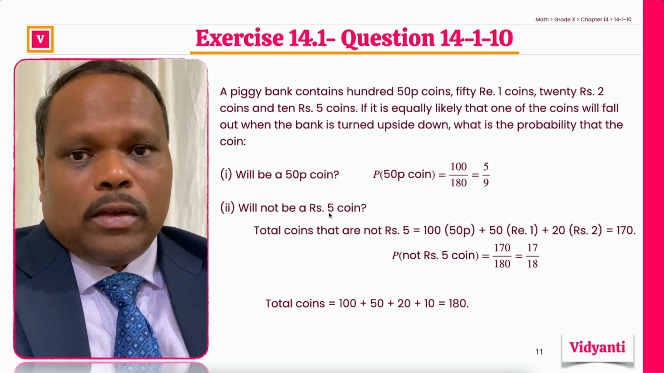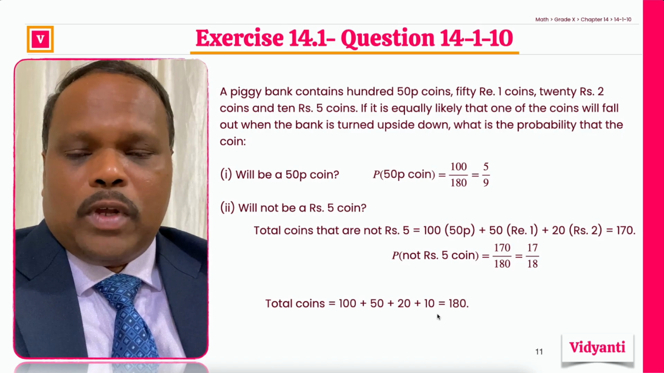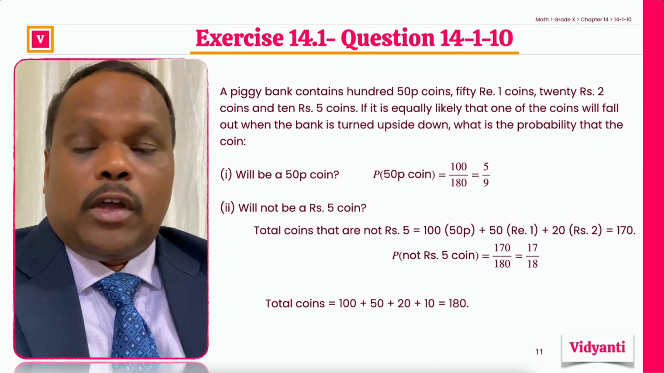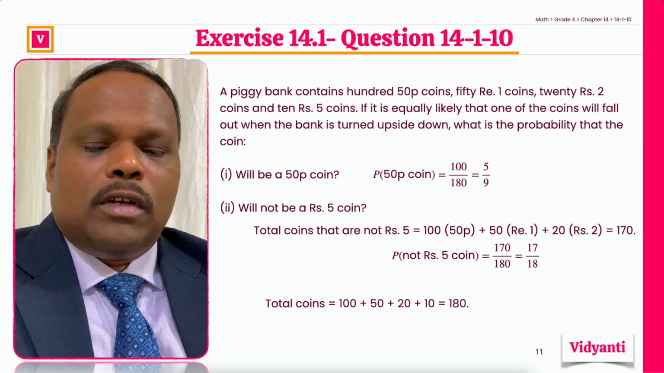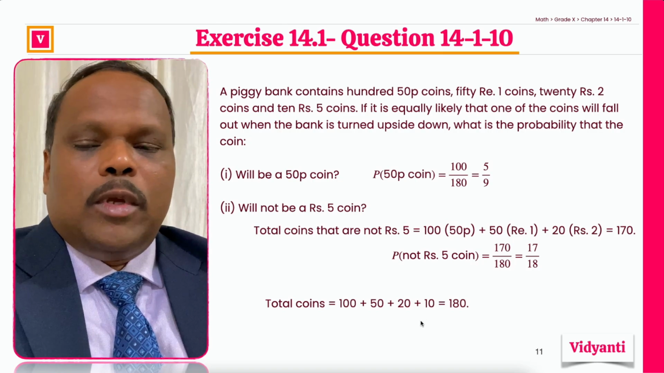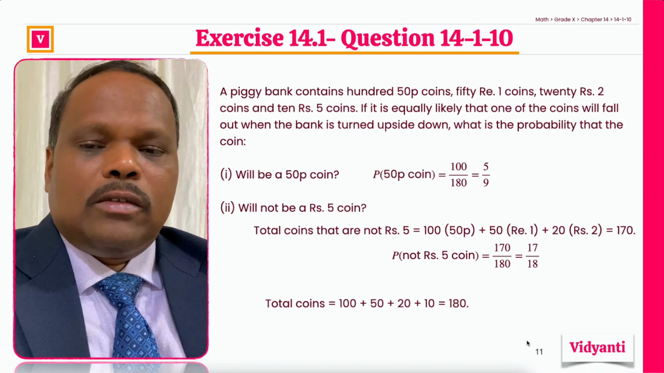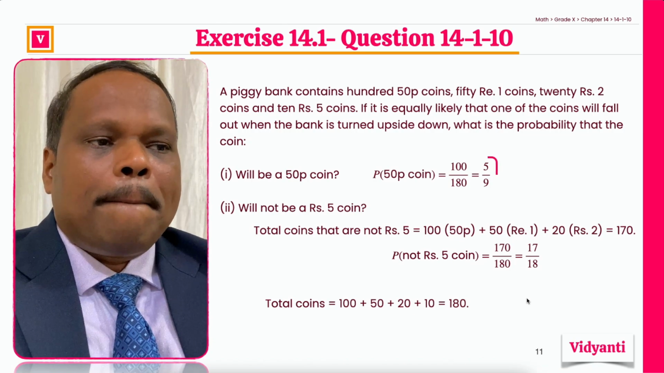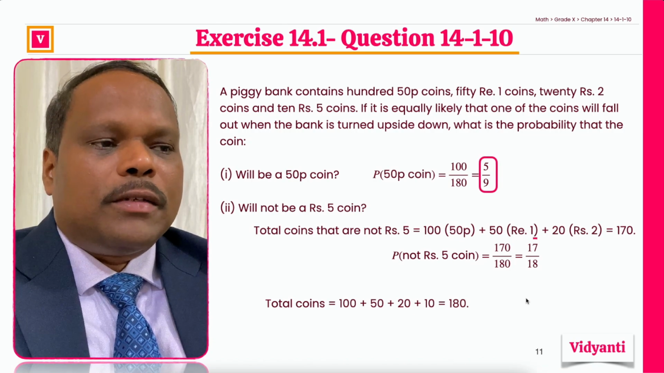So first calculate 5 rupee coin, that will be 10 upon 180, and then simply do 1 minus 5 rupee coin. So not 5 rupees, 1 minus 5 rupees. So that will be 1 minus 10 upon 180. So that will be 1 minus 1 upon 18. So that will also come out to be 17 upon 18. So this is your final answer.